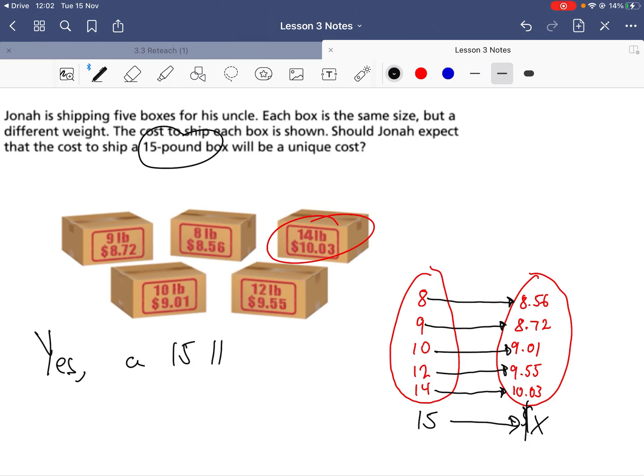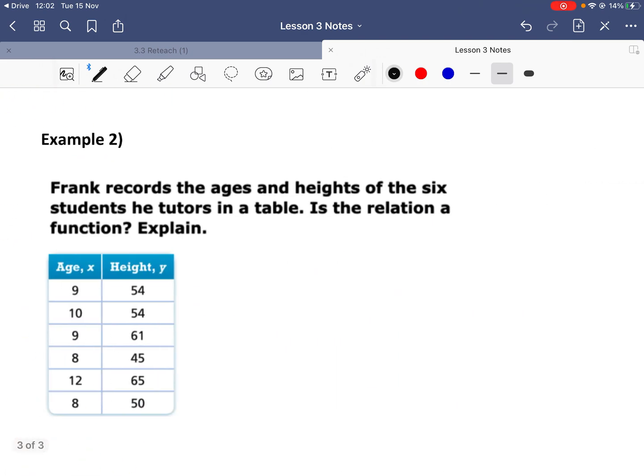A 15-pound box should have a unique cost. Okay, so this is a function. Okay, so it should have a unique cost. All right, let's look at example 2.